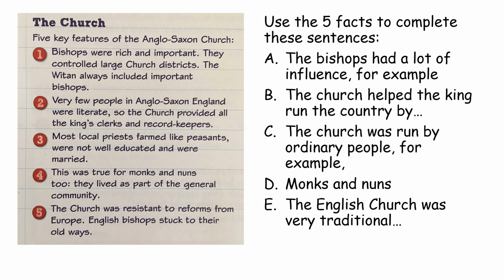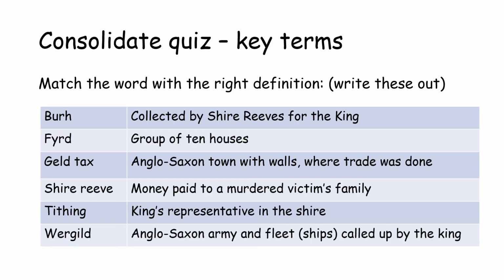Thinking about the church as another part of Anglo-Saxon society, here we've got 5 features of the Anglo-Saxon church. Again, this is from the revision book. Use the 5 facts to complete the sentences. So fact A, or sentence A goes with fact 1. Bishops had a lot of influence, for example, so you can use the information in point 1 about bishops to help you finish that sentence, and so on for the other sentences.